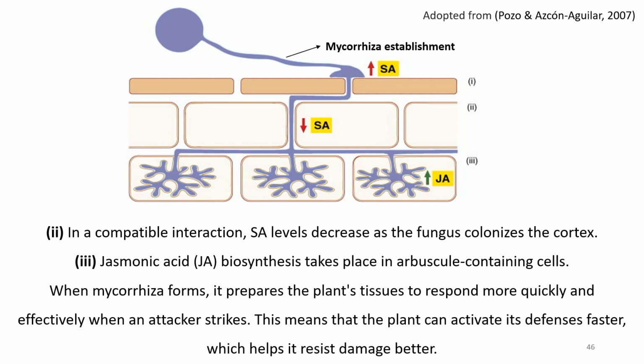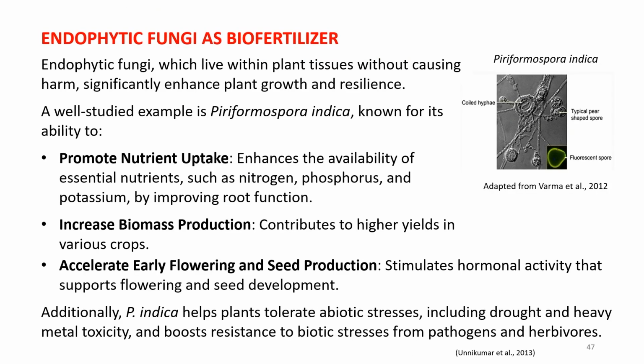Then in this particular zone you can see that there is jasmonic acid biosynthesis, which takes place in arbuscule-containing cells. When mycorrhiza forms, it prepares the plant's tissues to respond more quickly and effectively when an attacker strikes. This means that the plant can activate its defenses faster, which helps it resist damage better.